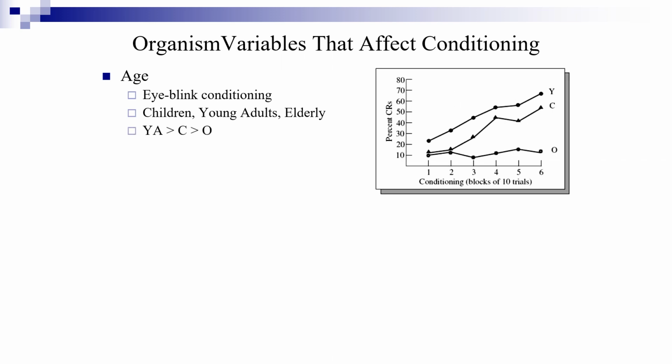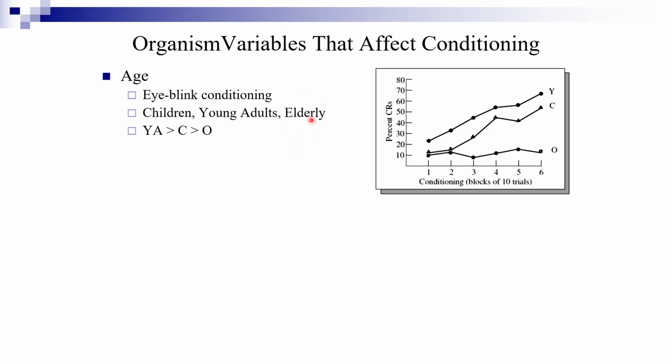Now we take a look at variables about an organism that affect conditioning. So age, for example, of the organism. If we look at eye blink conditioning, and we look at it in children, young adults, and the elderly, what we're going to see is that young adults are going to respond the most, followed by children, and then finally older folks or elderly people are going to respond the least. And we can see an example of that here.